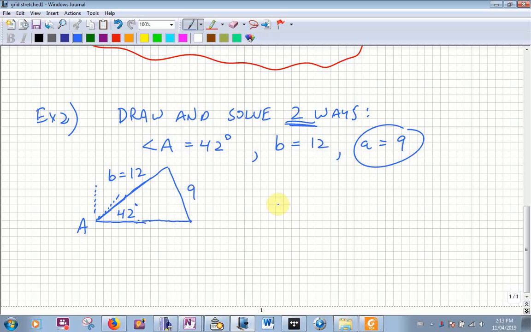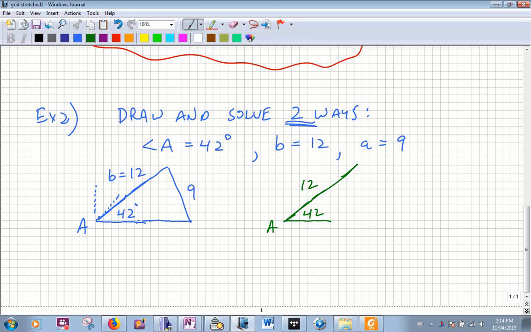Here's another way. Again, I have to have 42 degrees for this angle. That's angle A. This has to be 12. How else could I draw this? Alexis? Yeah, well, so some of you are going, oh yeah, okay, sure. Another one's going, oh, I don't see it.